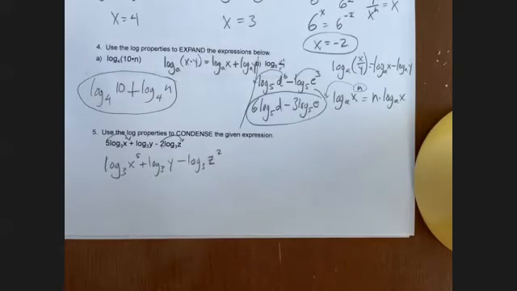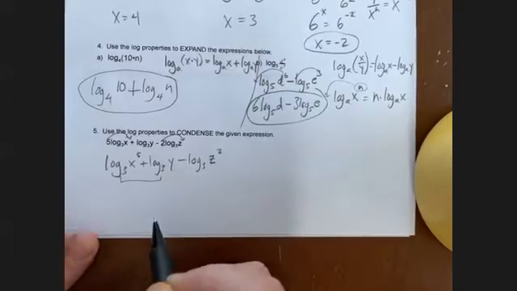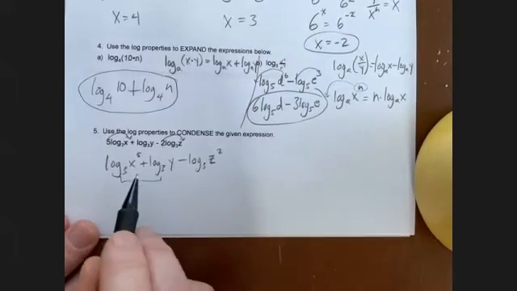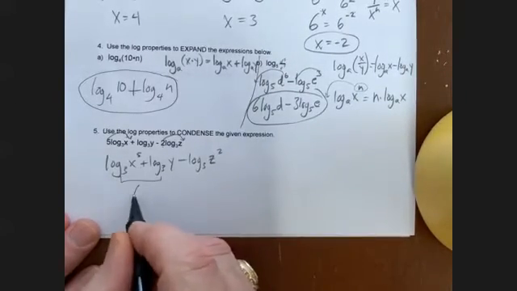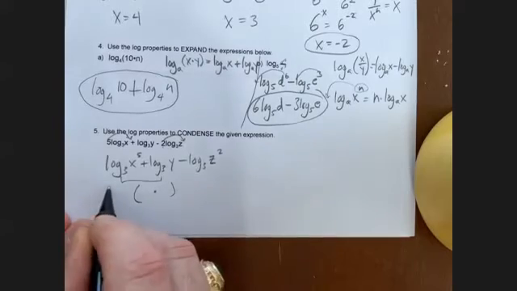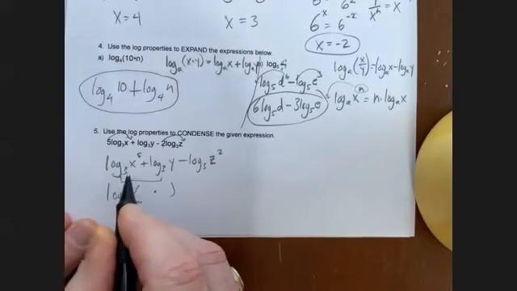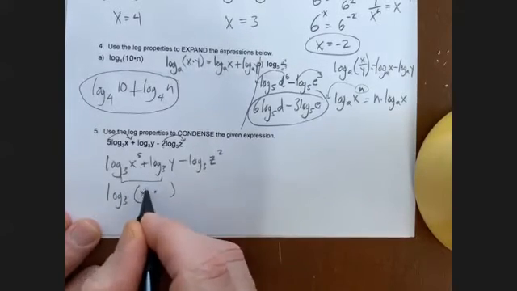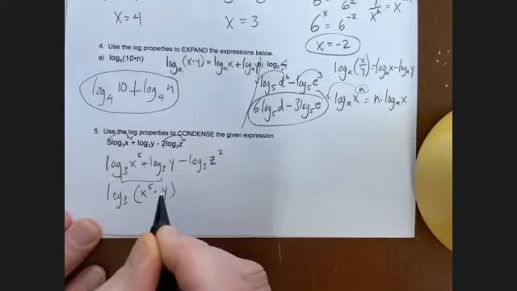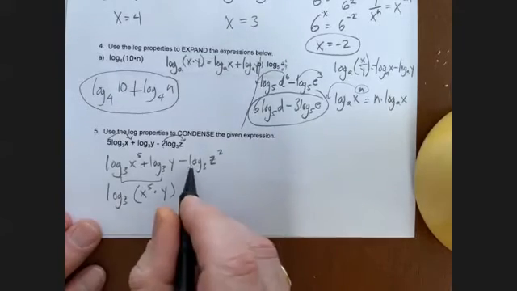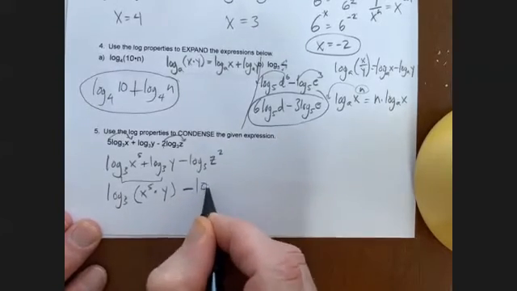Okay, so the next thing that you want to do, now that we don't have any multipliers out in the front, is to combine these things two at a time. So I'm going to take these two first. Addition combines as multiplication. So we'll have one log base 3. X to the 5th is first. Y is second. And so we've got that part combined. And this one we haven't done anything with. So I'm going to put that over here.